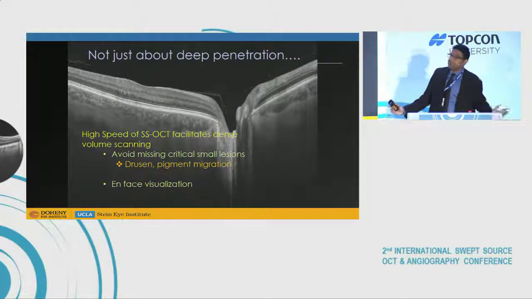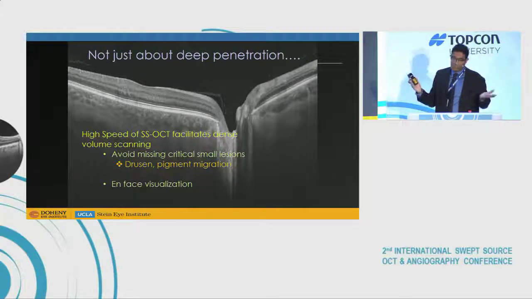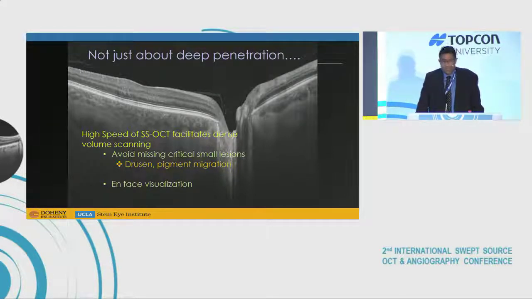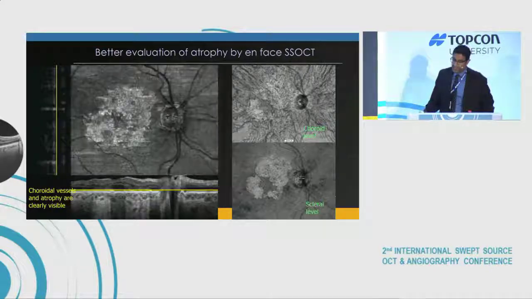But I also want to emphasize that it's not just about the deeper penetration. The other advantage that's very relevant, and I'm going to make that point through some of the work I'm going to show, is the dense volume scanning, which allows us to avoid missing critical small lesions. I'll highlight in this presentation features like pigment migration that seem to be very relevant, but it also allows us to construct en face images of the retina and choroid, which I think are very relevant to AMD moving forward. So again, this has really helped us quite substantially in the evaluation of atrophy.